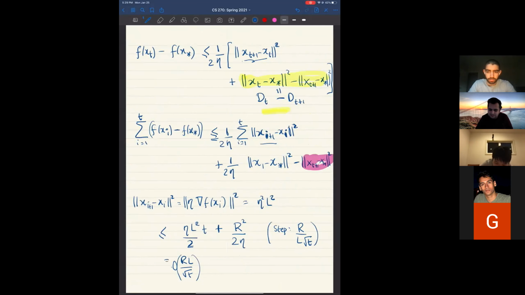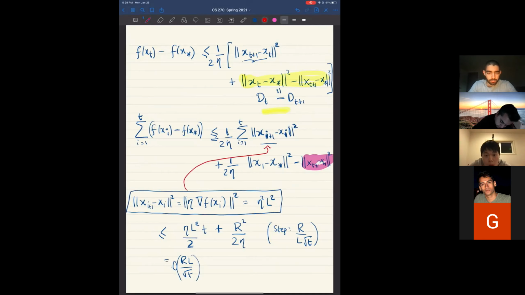Any questions about this? Professor, how do you get from the step where it says eta squared L squared to the next step? The last two steps. Oh, this one. I substituted, right. I substituted this over here. Oh, I see. Okay, thank you.